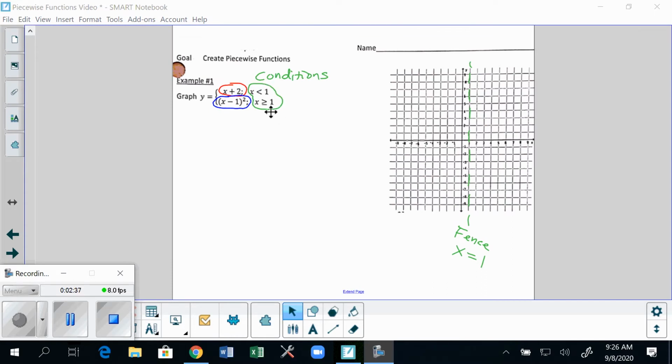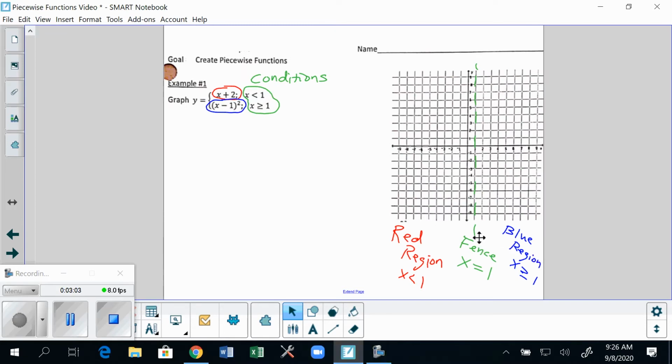Now, I like to think of these conditions as building a fence on your graph, okay? You know what fences are. They're used to distinguish 2 properties from each other. So since my conditions right here center around this number 1, what you're going to do first on your graph is draw a dotted vertical line that I'm calling the fence, and it's going to cross through 1 on the x-axis. And then what this fence is claiming is that everything to the left of the fence is going to follow the red graph.